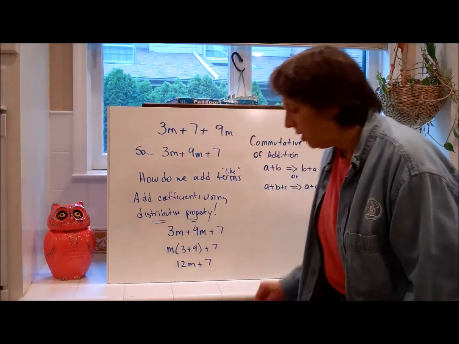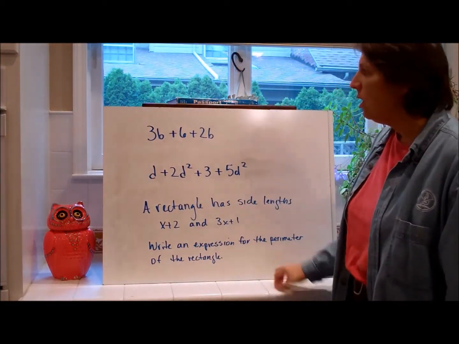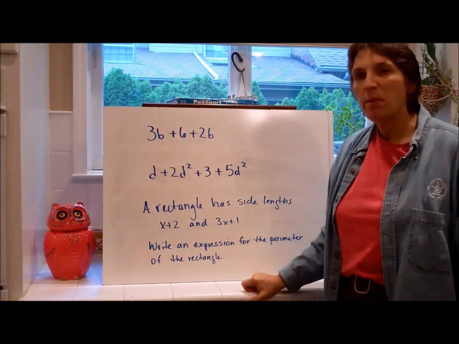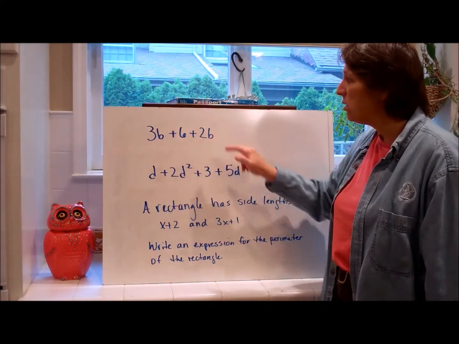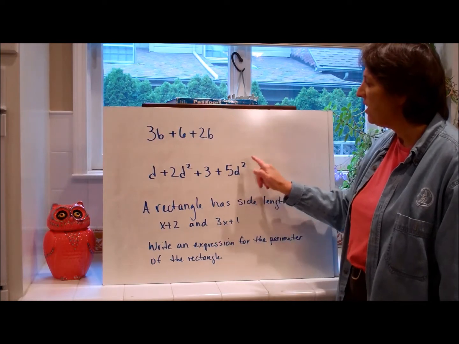Those are important. So I want you to try these problems. I want you to pause the video. The first is 3b plus 6 plus 2b. I guess my b's look like my 6's sometimes. So that's 3b plus 6 plus 2b. And then you have d plus 2d squared plus 3 plus 5d squared.